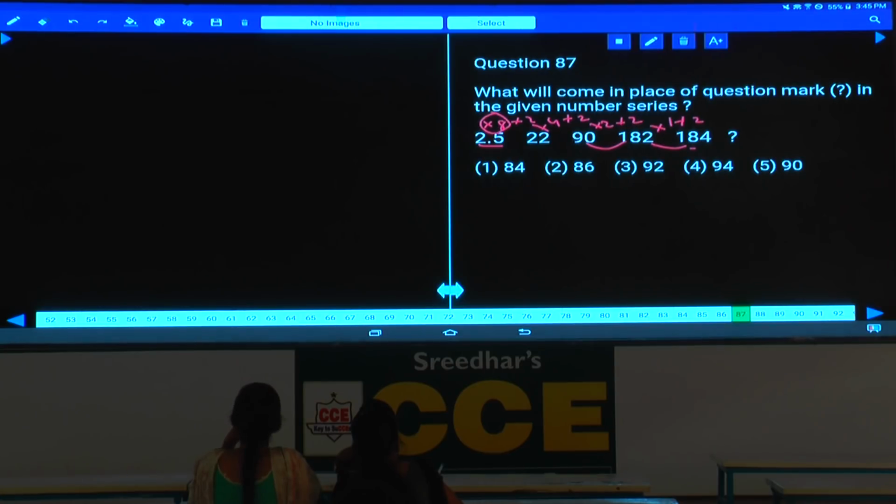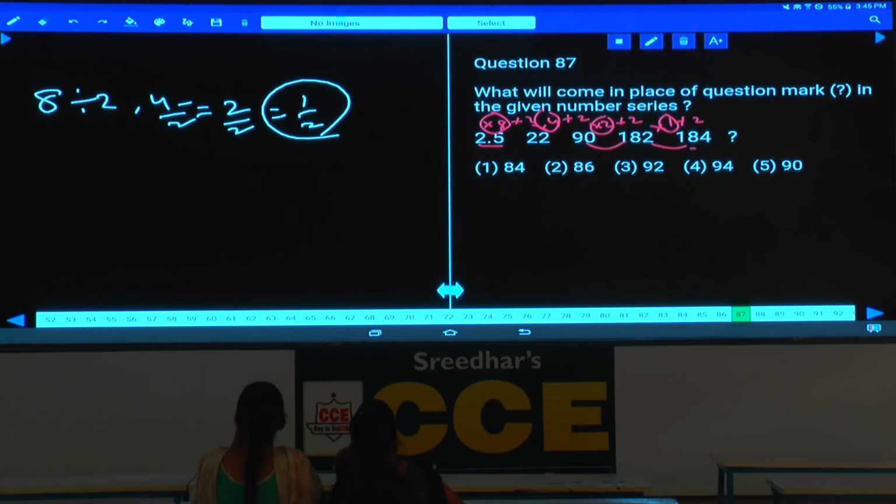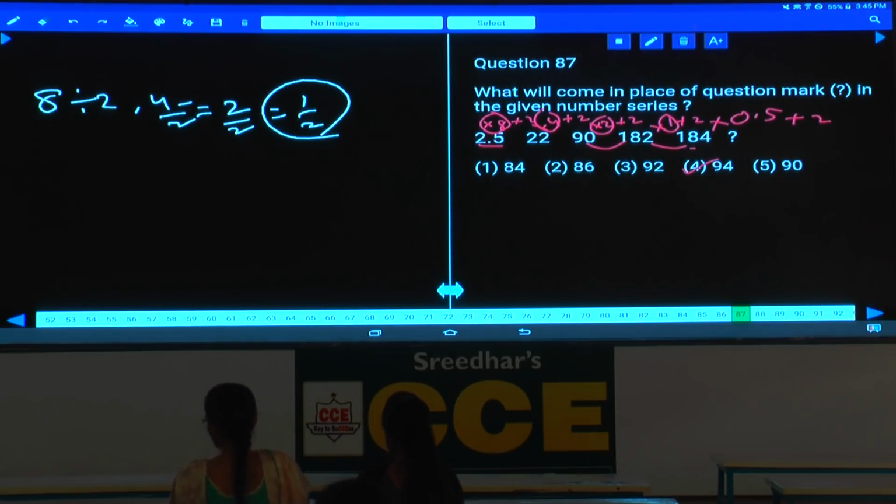Then check out these numbers: 8, 4, 2, 1. 8 divided by 2 is 4. 4 divided by 2 is 2. 2 divided by 2 is 1. And 1 divided by 2 must be multiplication. Now 184 into 0.5 plus 2. 184 divided by 2 is 92 plus 2, 94, that is given in choice 4. Done with this? Now this is about question numbers 84 to 87. Yes, anything else left over in this paper? Now this is about paper number 92.